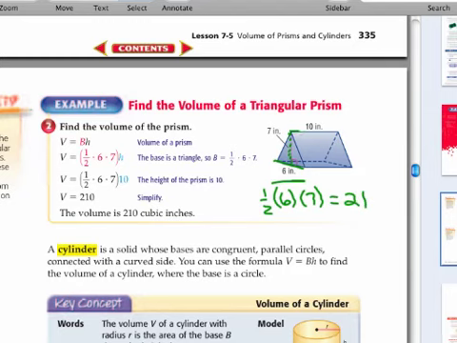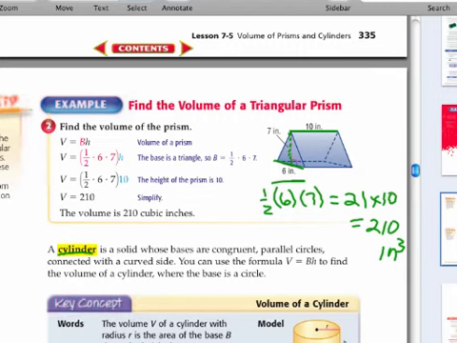And then I've got to give it this dimension here, so times 10. And that equals 210. And it is 3 dimensions, so this one would be cubic inches.